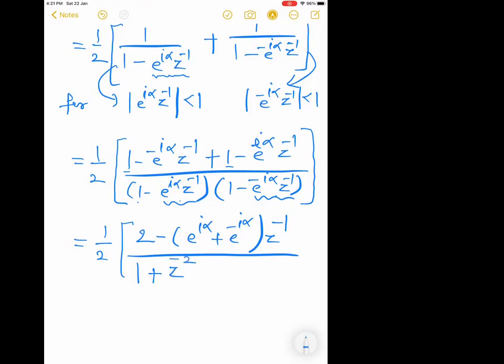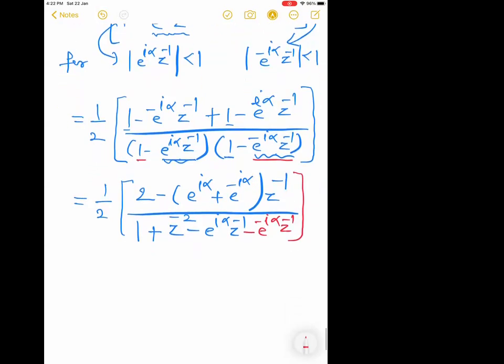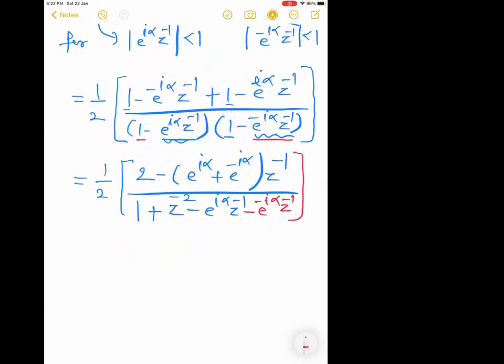Yes, so this is z raised to minus 2. That's correct. And the middle term you have to write down. Okay, so the middle term will be minus e raised to I alpha z raised to minus 1 because of this and this multiplication. 1 into this and another 1 into the second middle. This one and this one multiplied, giving you minus e raised to minus I alpha, minus e raised to minus I alpha z raised to minus 1. Yes, I think you can understand. Okay, now this is your complete denominator expression. Numerator term will be as it is.